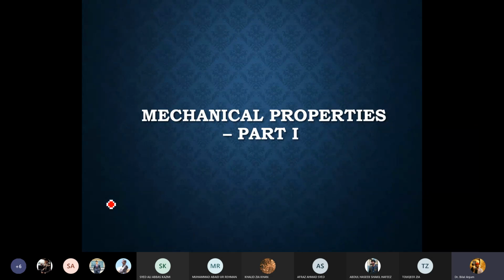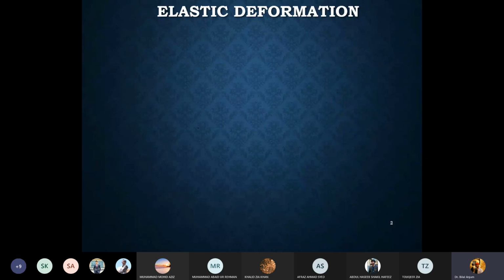Yes, sir, visible. Great. So what we'll essentially be doing is starting off with a new chapter on mechanical properties. Most of it, I guess, you would be familiar with the concepts, but it's essential to streamline them in context of what you have learned so far. So starting from the mechanical properties, the most important thing is the elastic deformation.